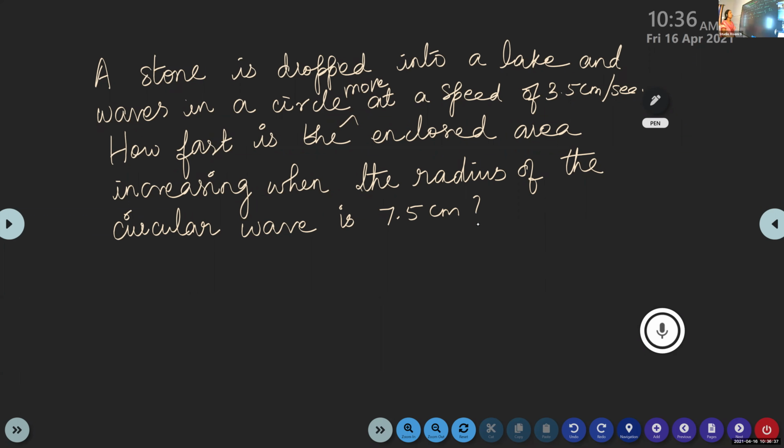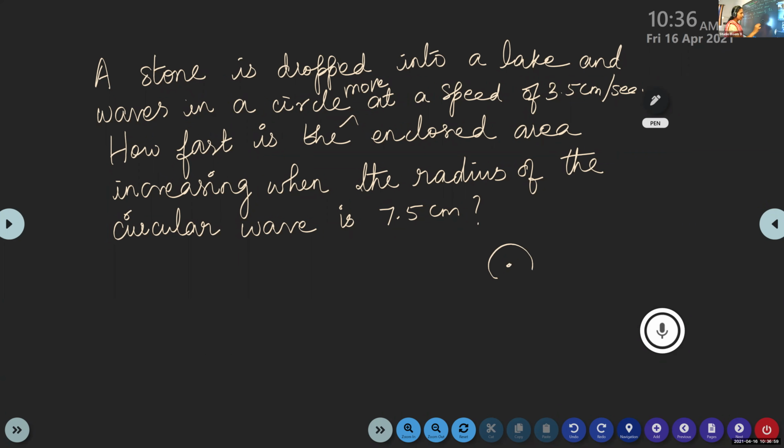Read the question. A stone is dropped into a lake and waves in a circle. Imagine the situation. You are standing in front of the lake. You throw a stone into the lake. What happens? Will you be getting the circular ripples formed? Yes or no?